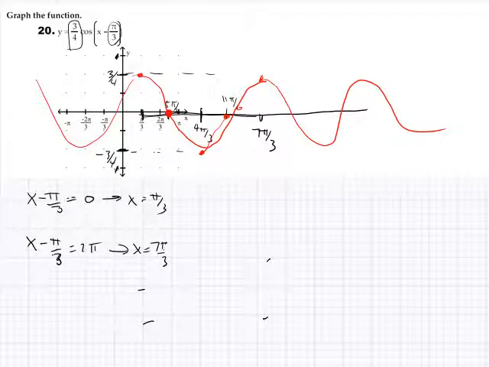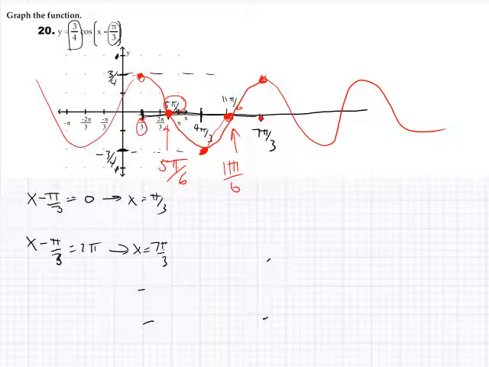But our key points here, this one would be pi/3 as the x coordinate. This one would be 5 pi/6. This one, the minimum, would be at the next value of 4 pi/3. Here we'd hit the x-axis again, that would be at 11 pi/6. And then we end the period at 7 pi/3.